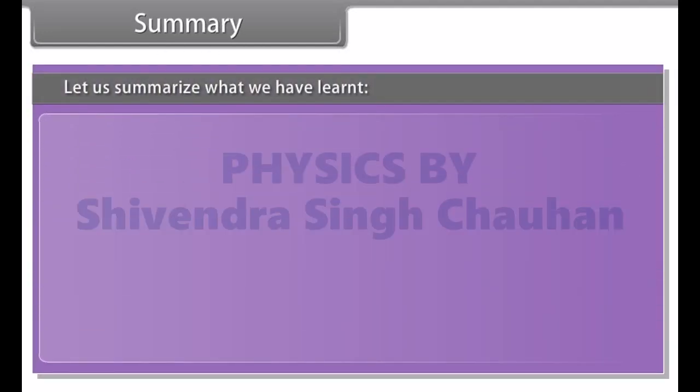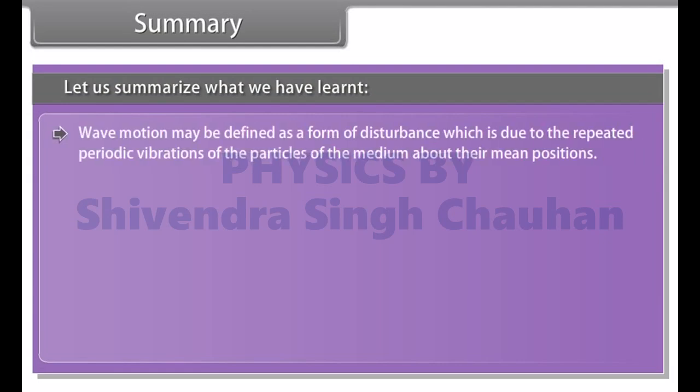Summary. Let us summarize what we have learned. Wave motion may be defined as a form of disturbance which is due to the repeated periodic vibrations of the particles of the medium about their mean positions.